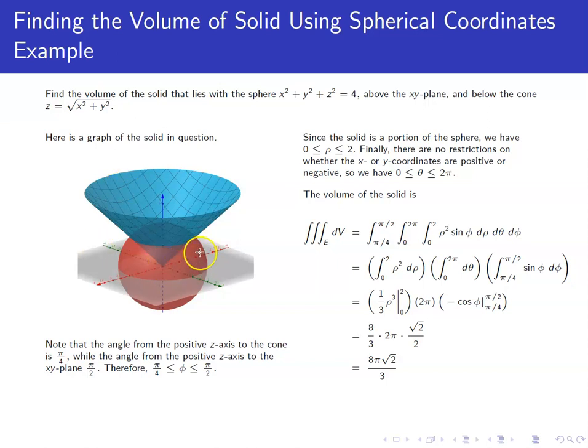Alright, so the red surface here is our sphere that we're talking about. The blue surface is the cone, and we're above the gray plane, which is the xy plane here. So we're looking at this reddish circular region here.